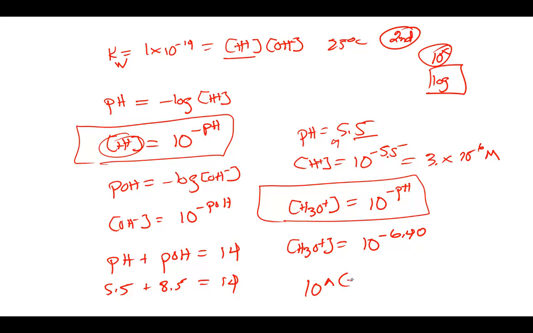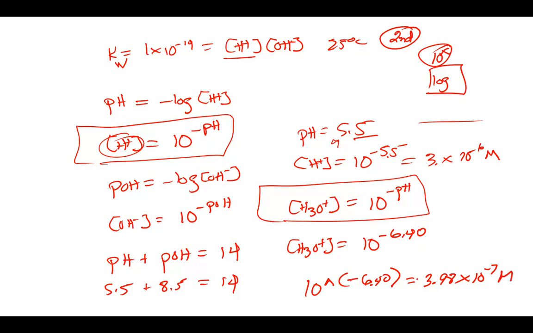Put in not the subtraction sign, but the positive-negative key on your calculator, generally along the lower register. So 10 raised to the negative 6.40, close the parenthesis, hit enter, and I get a hydrogen ion concentration of 3.98 times 10 to the negative 7th molar.